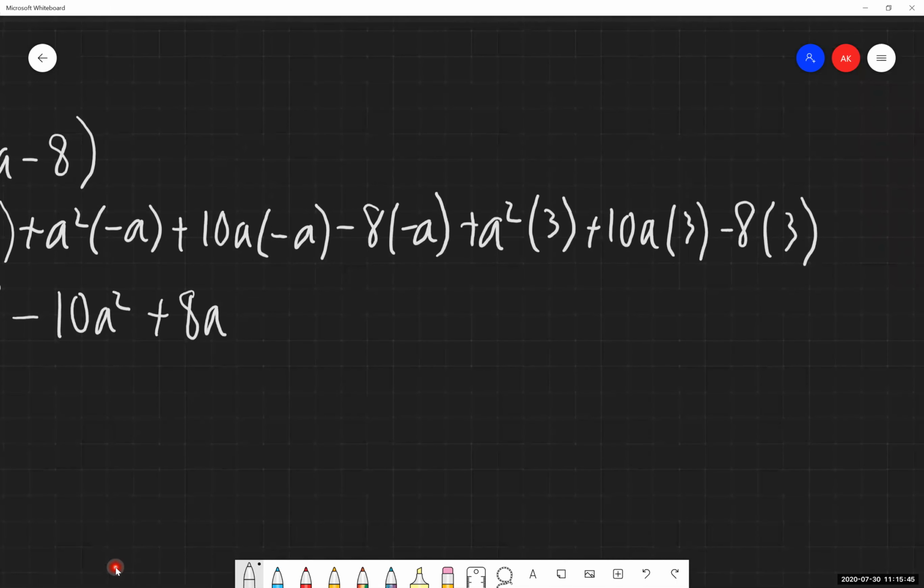A squared times 3. It's going to give me 3a squared. Plus 10a times 3. Multiply the numbers together. It's going to give me 30a. And then minus 8 times 3, it's going to give me minus 24 at the end there.